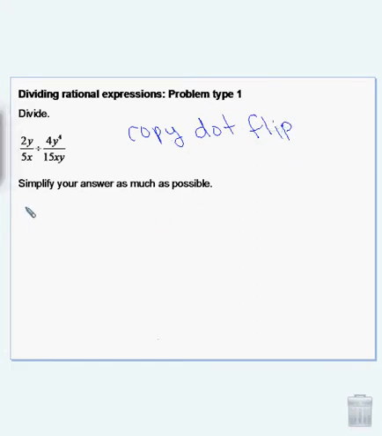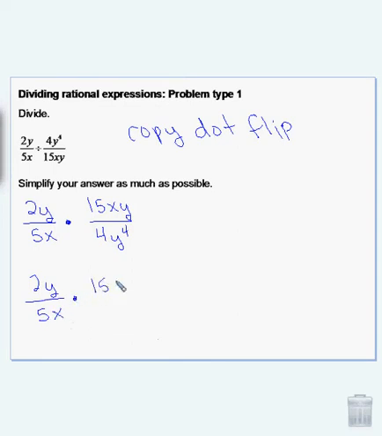And that literally means I'm going to copy my first expression, or my first fraction. I'm going to change that to a dot, because a dot is multiplication. And then I'm going to flip my second fraction, or multiply by the reciprocal. Now I have two methods from this point. So I'm going to rewrite that so I can show both methods. In our first method, we're going to multiply straight across and then reduce.